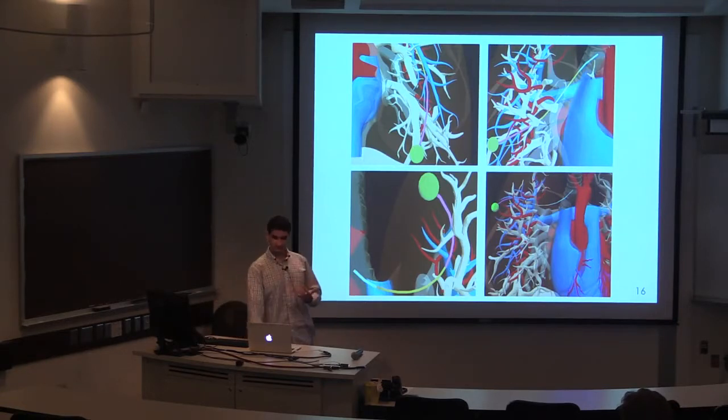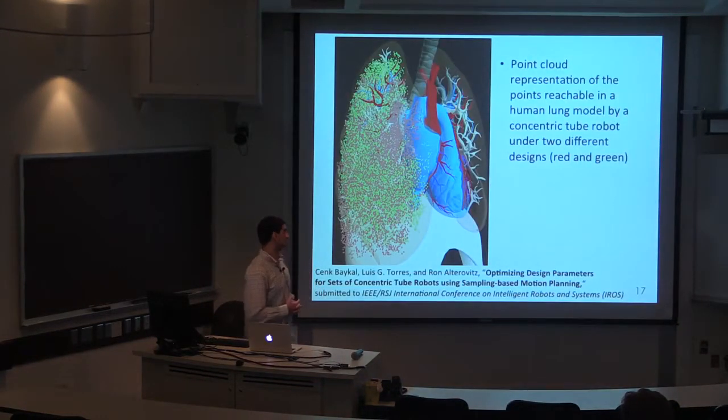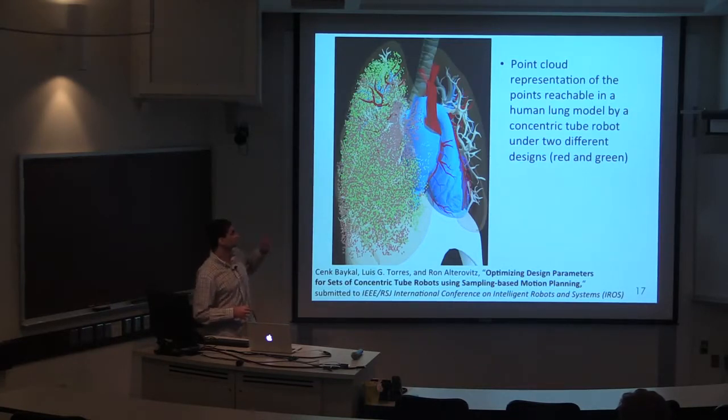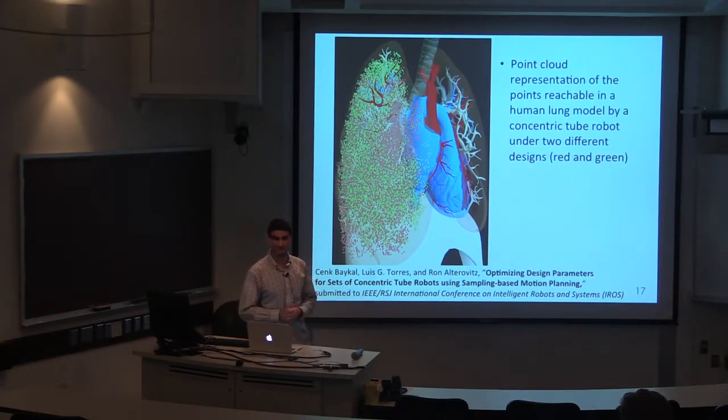So here's a point cloud representation to really drive the idea that some designs are really better than others in reaching certain regions. This point cloud representation conveys the reachable goal points by design red, which is one design, and another design, let's say design green. And as you can see, the red design is able to reach points that are closer to the lung, closer to the heart, whereas the green design may be better at reaching top regions of the lung. So this really supports our conjecture that some designs are inherently better in reaching certain regions than others.